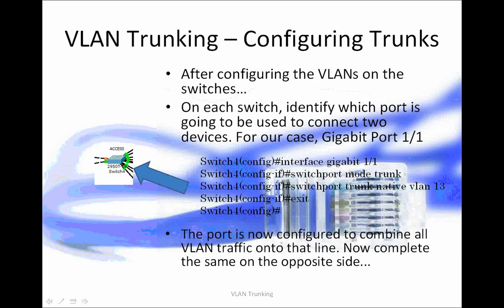And then we type switchport trunk native vlan and a number. In our case, we use 13, and we'll discuss that later. And now that we've configured the interface, we simply type exit, and we're back to the config mode. Now the gigabit port is configured to combine all the VLAN traffic onto that line. Now to complete the same on the opposite side, we simply find the interface and change it to trunking mode, add the same native VLAN, it's very important to be the same, and exit. It's also important to note that both of those should be enabled using the no shut command.